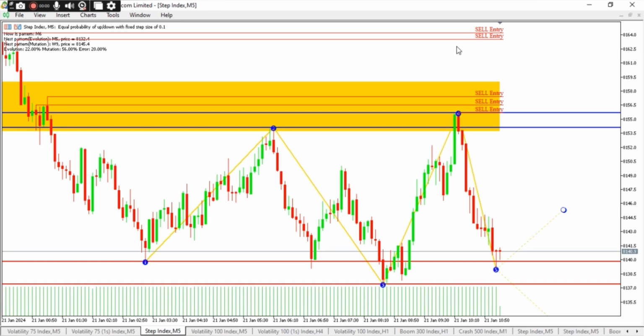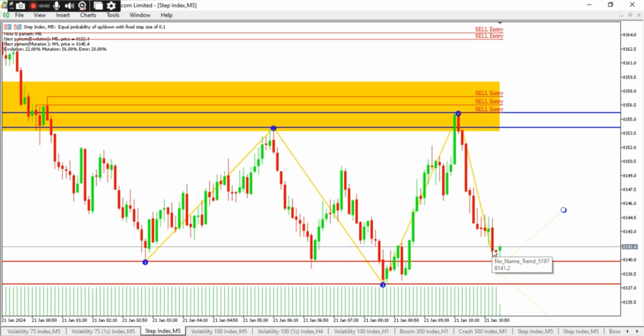For indices like step index, it's easier to sell. According to me, that is what I have noticed. It's easier to sell. If you enter a sell entry, you're most likely to enjoy. So just try by all means to perfect your analysis, and try by all means to look for patterns. You should know more about patterns.